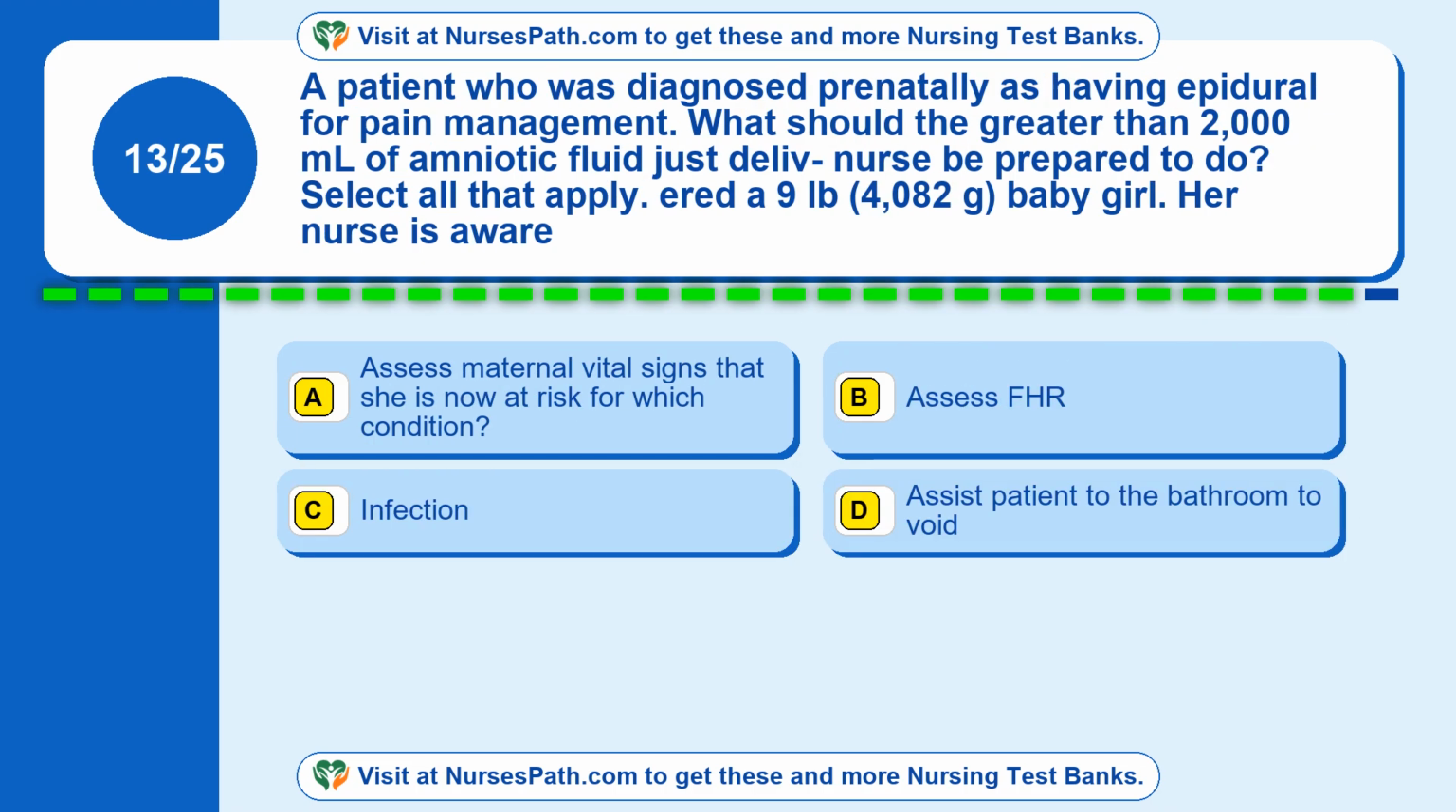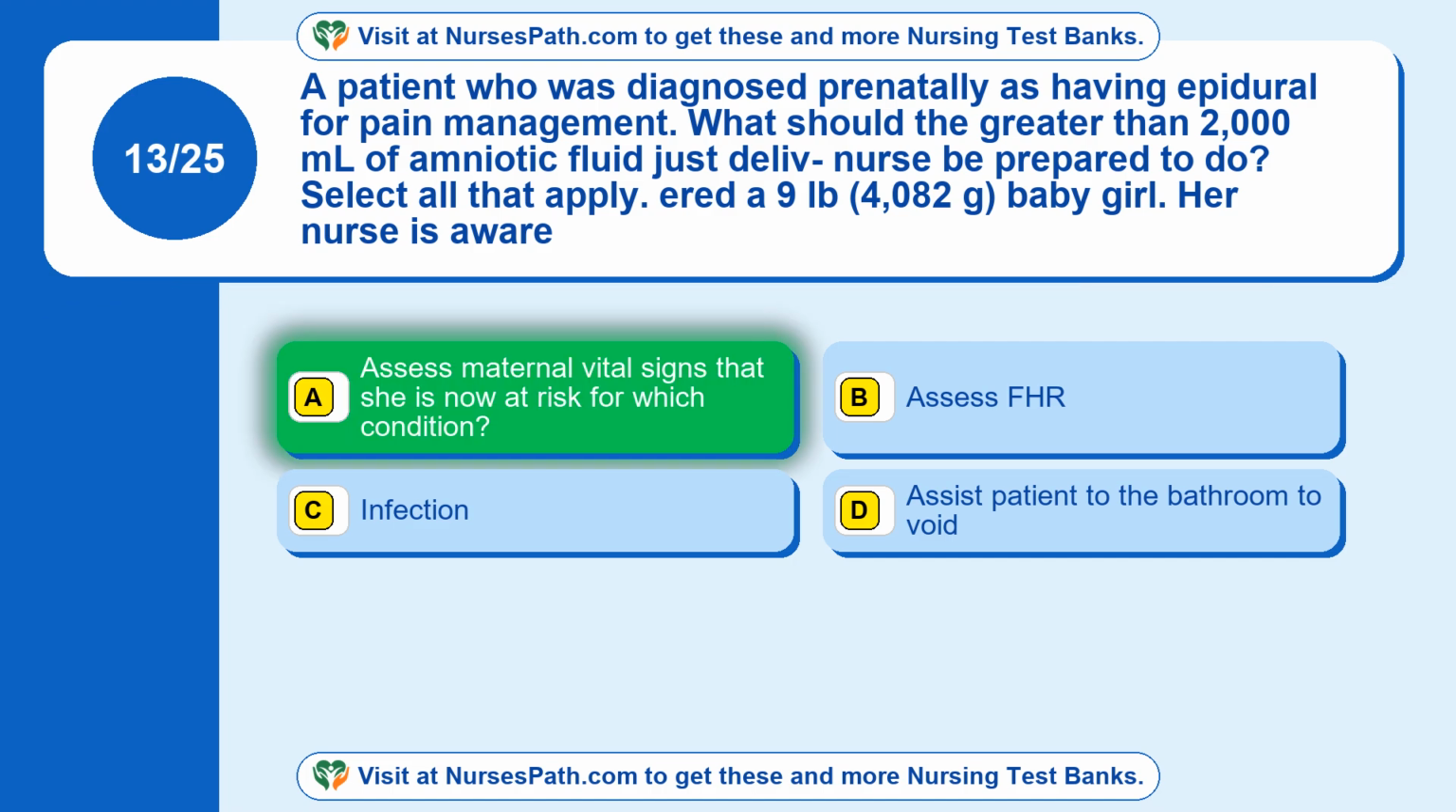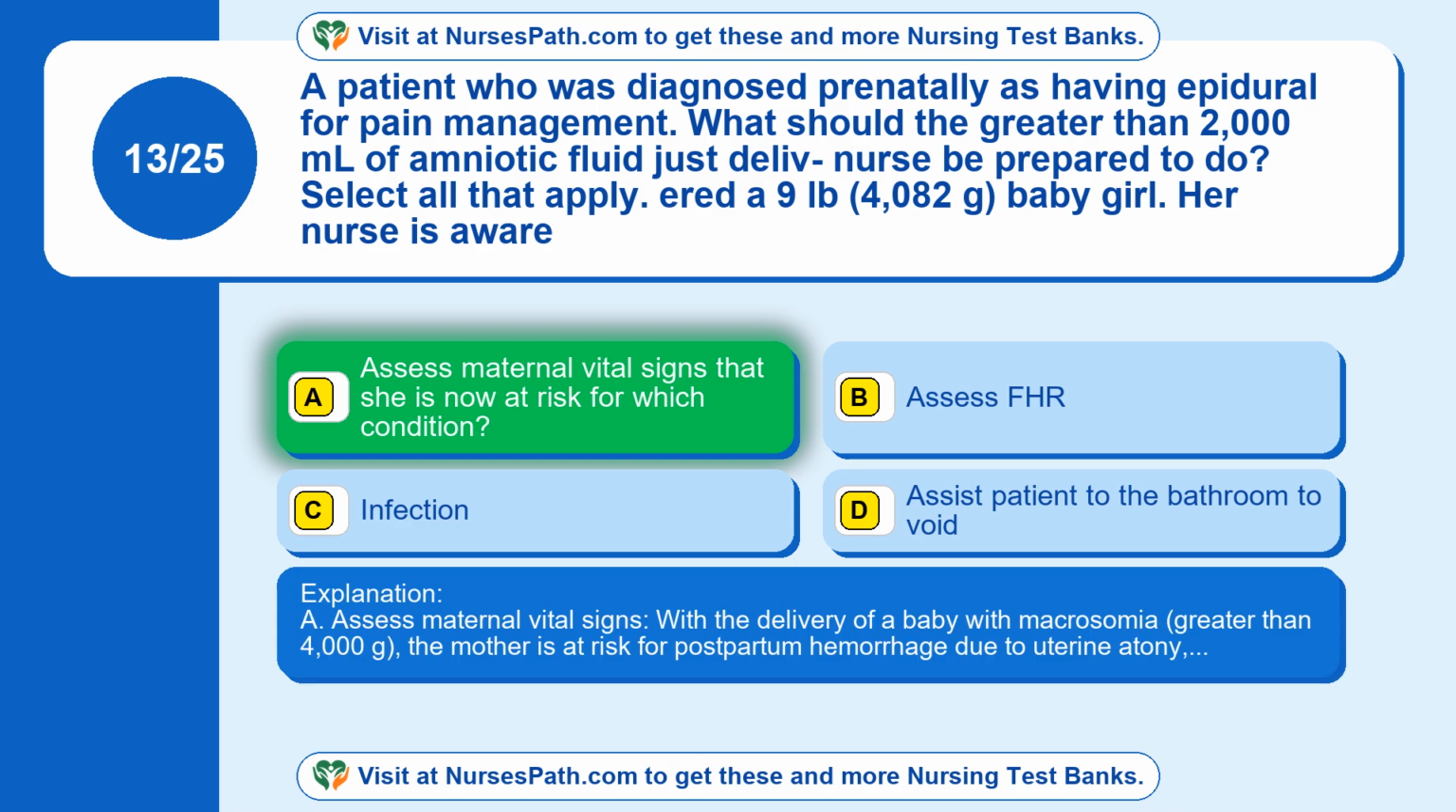Question 13. A patient who was diagnosed prenatally as having polyhydramnios, with greater than 2000 mL of amniotic fluid, has just delivered a 9-pound, 4082 g baby girl after receiving an epidural for pain management. Her nurse is aware that she is now at risk for which condition? Option A. Assess maternal vital signs. Option B. Assess FHR. Option C. Infection. Option D. Assist patient to the bathroom to void. The correct answer is option A. Assess maternal vital signs. With the delivery of a baby with macrosomia, greater than 4000 g, the mother is at risk for postpartum hemorrhage due to uterine atony.